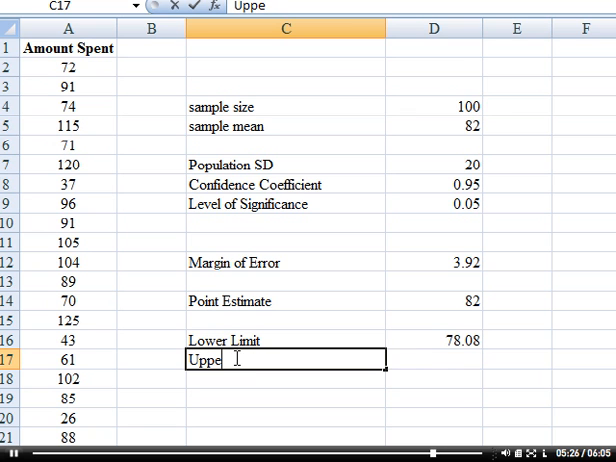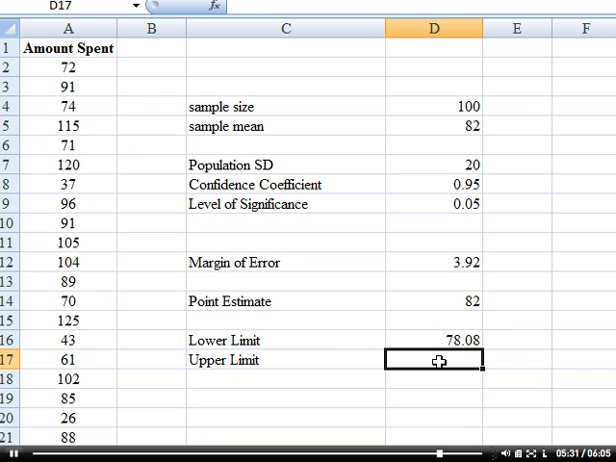The upper limit will be the point estimate, that's 82. It is held in cell D14 equals D14 plus the margin of error, which we've got in cell D12. So that is our 95% confidence interval from 78.08 to 85.92.